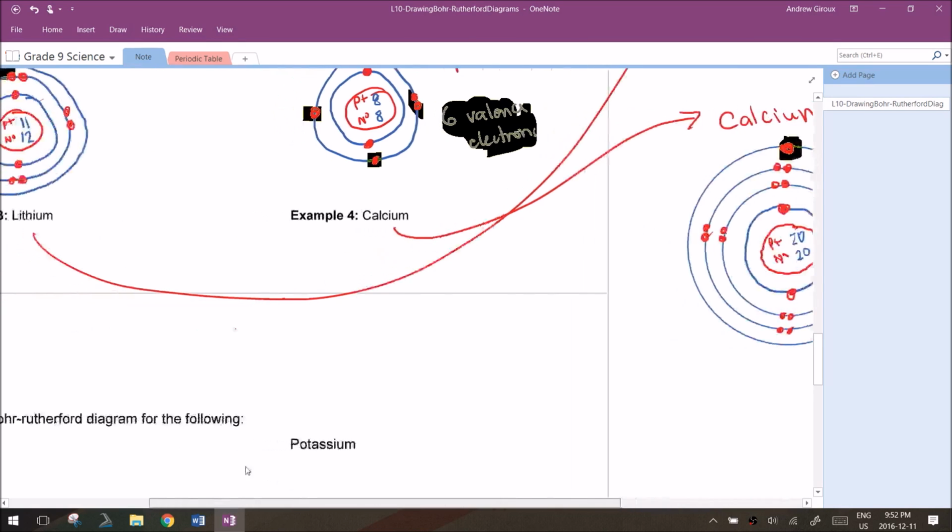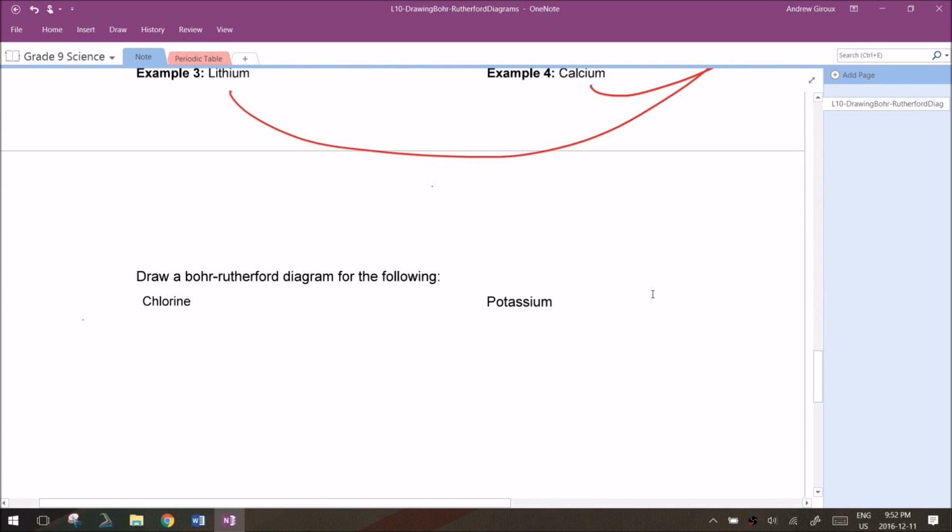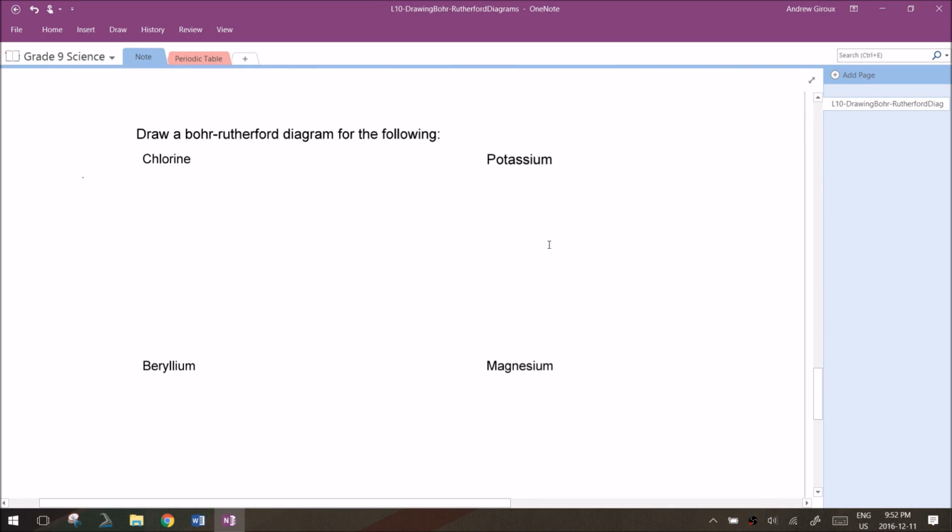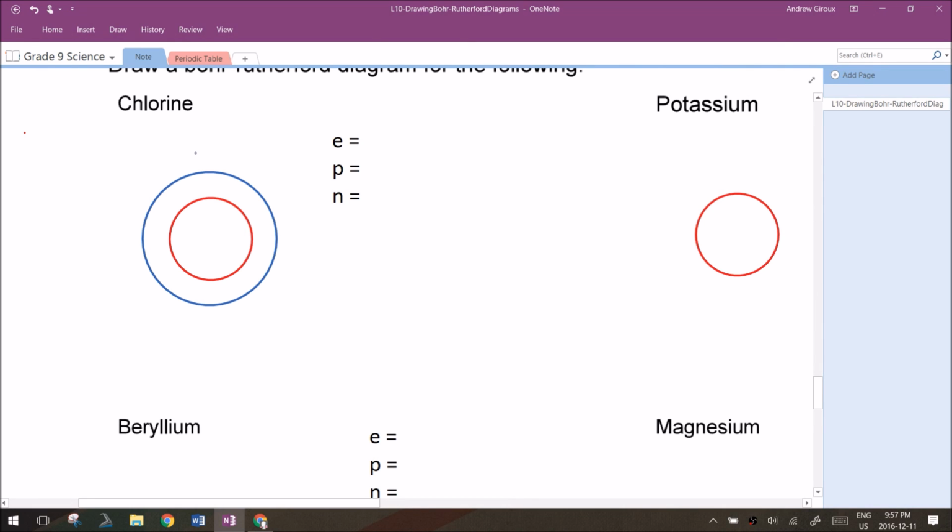So at this point, what I would like you to do is pause the video and try these next few diagrams on your own. So hopefully you've had a chance to try these on your own. We're going to go ahead and take them up now.